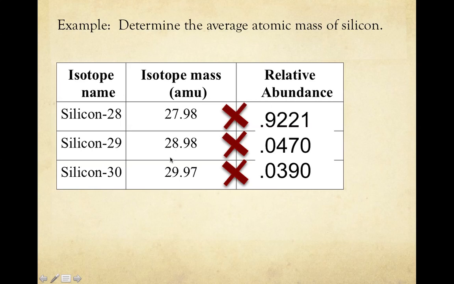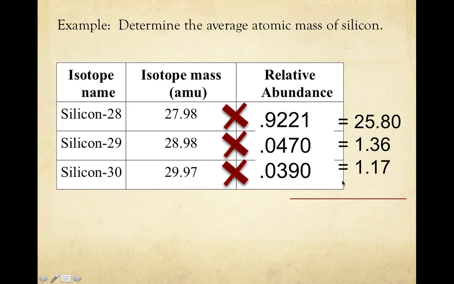Next, I'm going to multiply each line. AMU by percentage, this by percentage, this by percentage, right? And then you get this times that equals 25.8, this times that equals 1.36, and then this times that equals 1.17. Last step, add them all up. Bing, 28.3 AMU.